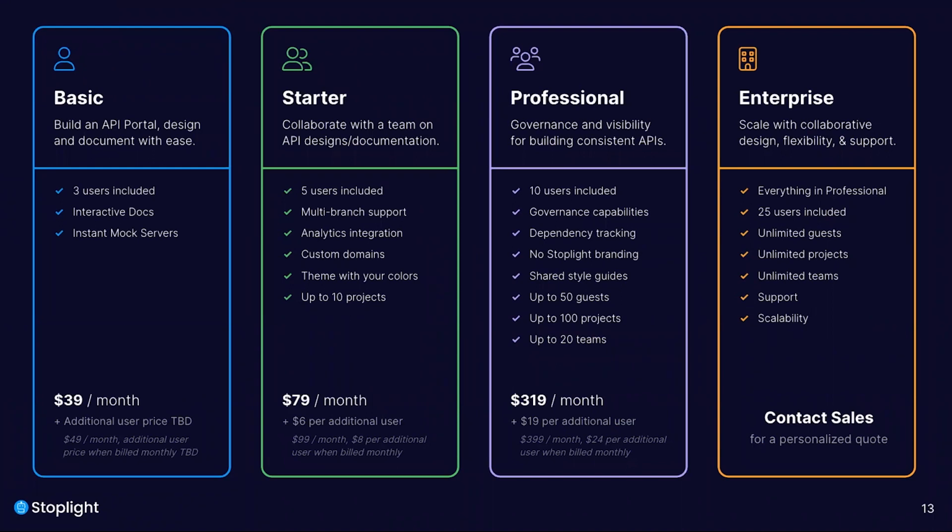Moving up to Stoplight's starter plan, your subscription includes 5 users who can collaborate on up to 10 projects, and it unlocks the approved email domain and custom workspace domain features within your workspace. You can also purchase additional user licenses as needed. By leveling up to Stoplight's professional subscription plan, your subscription includes 10 users on up to 100 projects, along with 20 teams, 50 guest users, and again, you can purchase additional user licenses as needed.